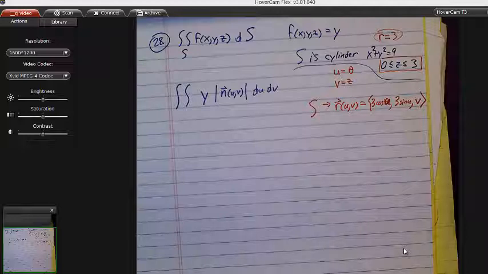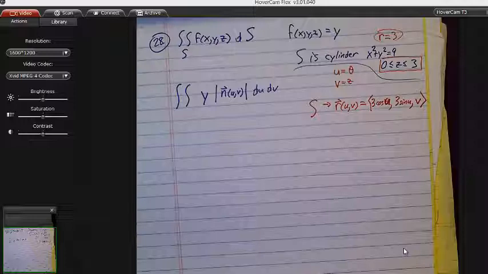Okay, let's see if we can integrate. And let's see, I have S, a cylinder here. I guess I could draw a little picture, right?